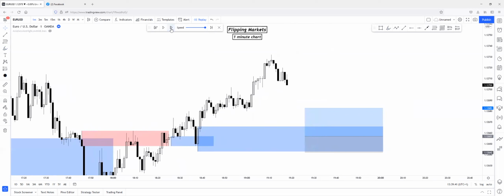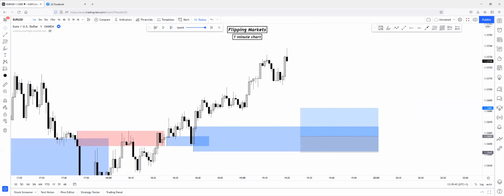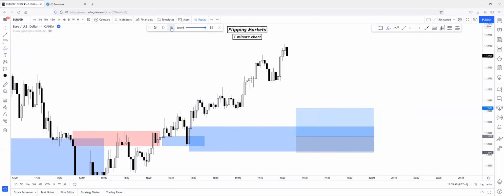Okay, as you can see, price reacted on this demand zone right here. And after it broke structure to the upside here again with an inefficient push. Let's see what happens next.